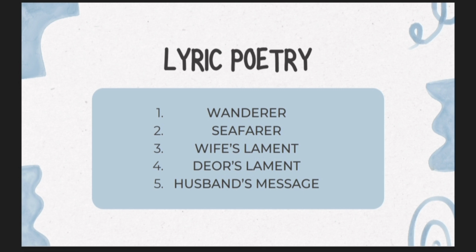The third poem is Wife's Lament. The focus of the poem is the female speaker's grief and her state of despair. She expresses her deep sorrow over her husband's departure. Next, Deor's Lament. Deor is a singer who has been banished by his lord.